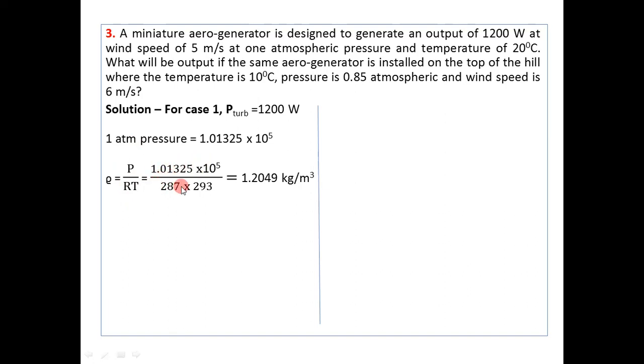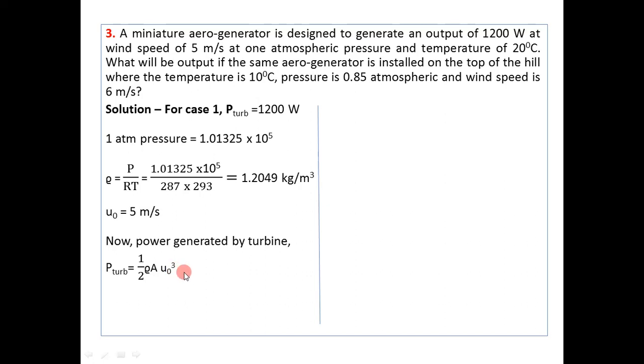Putting the values, R is 287 for air, temperature is in Kelvin, that is 273 plus 20 degrees Celsius, that is 293 Kelvin, and the value comes around 1.2049 kilogram per meter cube. You can use calculator and can find out these values. Wind speed is given 5 meter per second. Now the power generated by turbine, we know the formula. The efficiencies of gearbox and generator is not given.